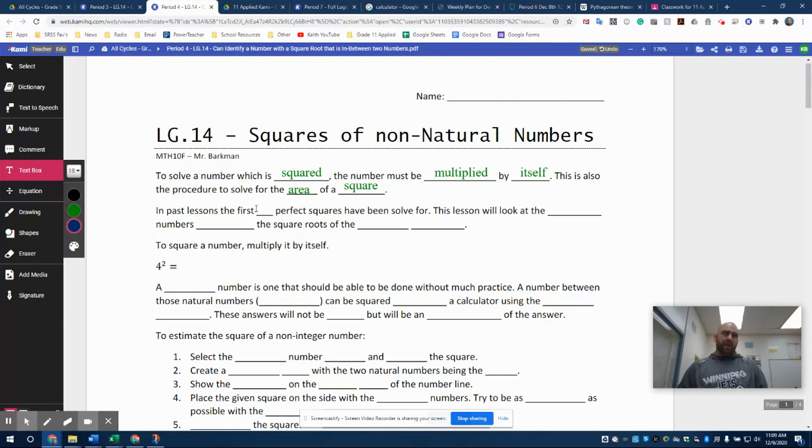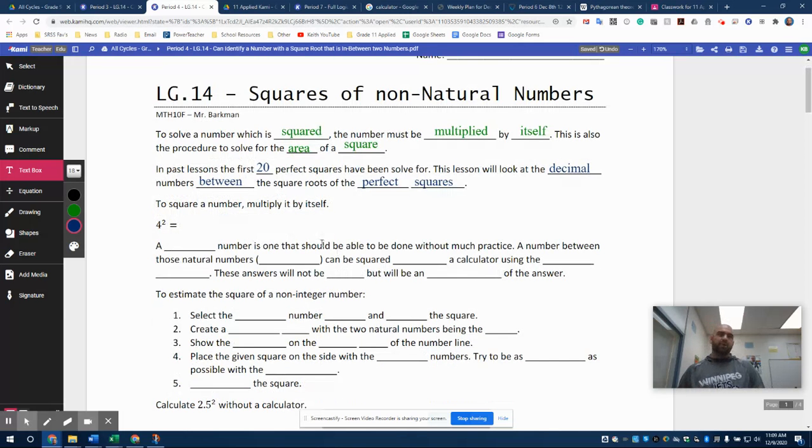Now, in the past lessons, the first 20 perfect squares have been used, and we're going to continue using those 20 perfect squares as we go. The lesson is going to look at decimal numbers, which are between the square roots of the perfect squares. So it's not looking at perfect squares, it's looking at the decimal values between those perfect squares.